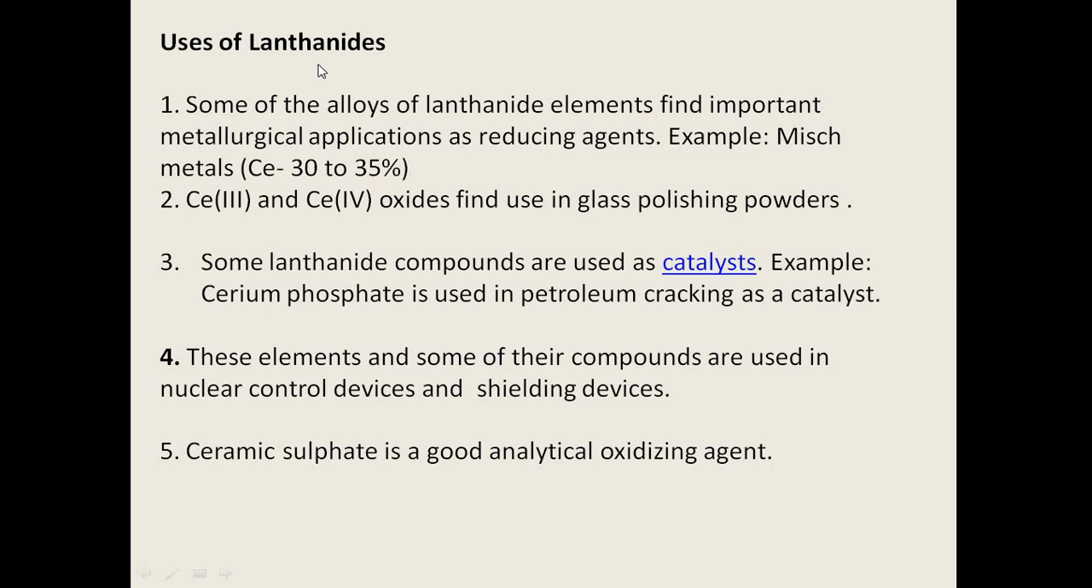Then uses of lanthanoids. Some of the alloys of lanthanoids find important metallurgical application as reducing agents, for example mish metal. Cerium in +3 and +4 oxidation states finds use in glass polishing powders. Some lanthanoid compounds are used as catalysts. These elements and some of their compounds are used in nuclear control devices and shielding devices. Ceric sulfate is a good analytical oxidizing agent.